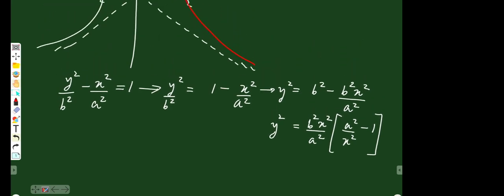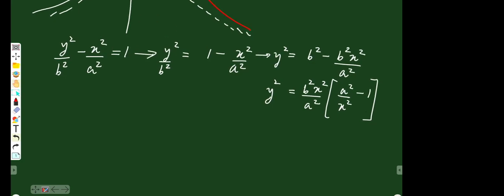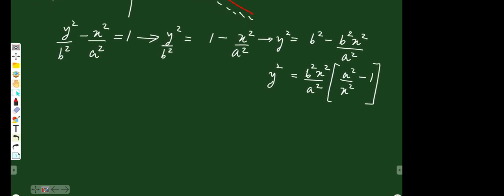Okay, hold on. Isn't it 1 plus x squared on a squared in the first step? Yeah. 1 plus where? Oh, I see. Here, right? Yeah. Plus, right? Yep.